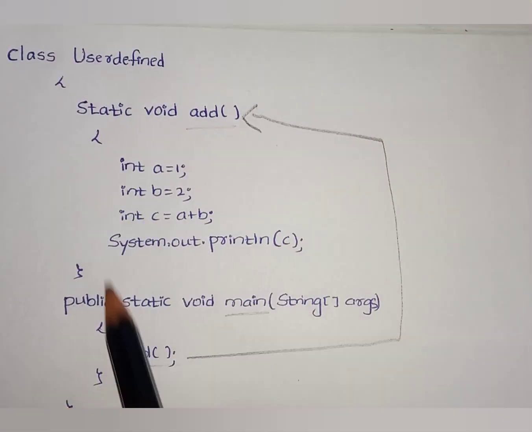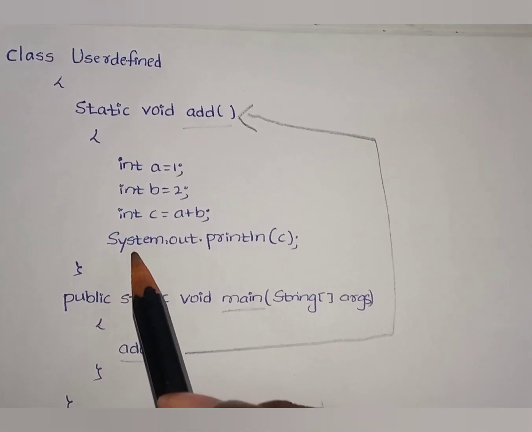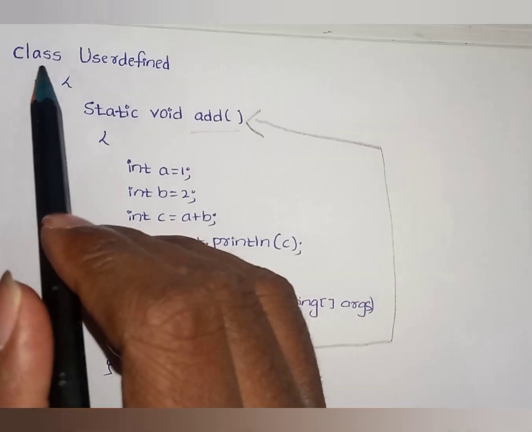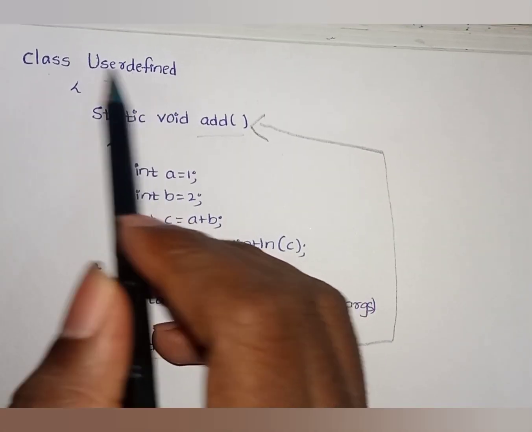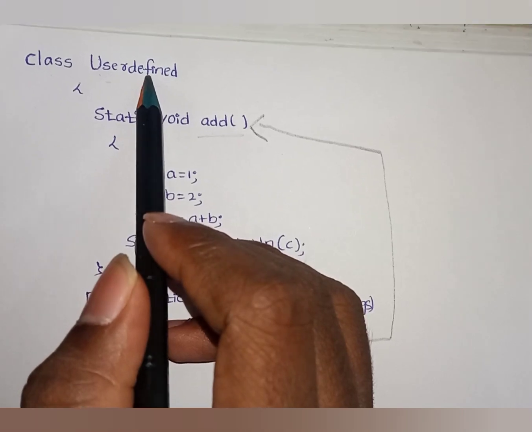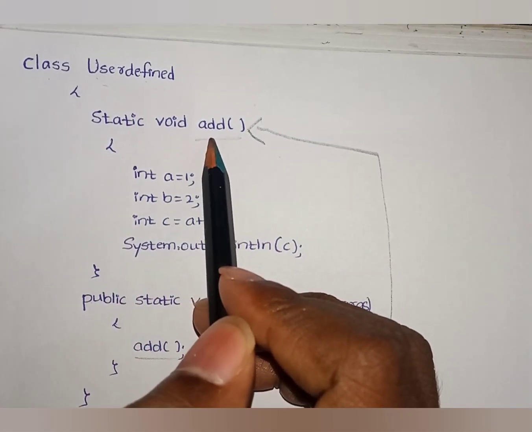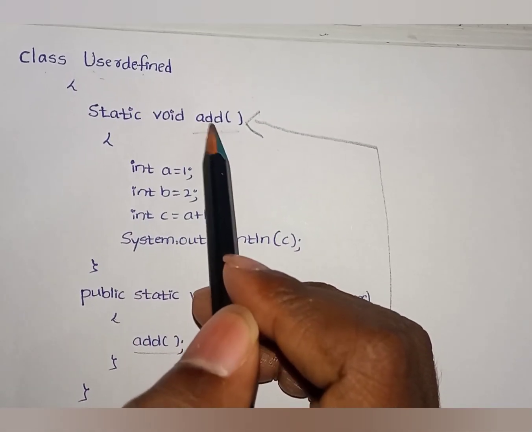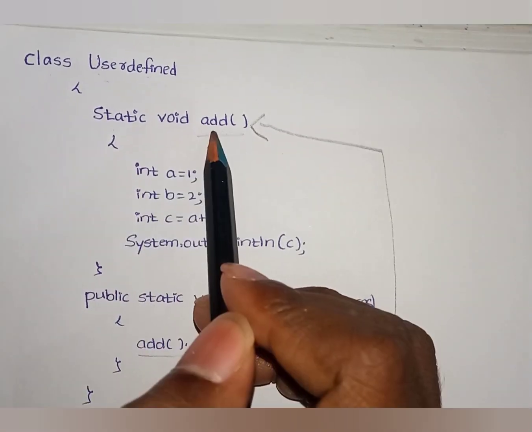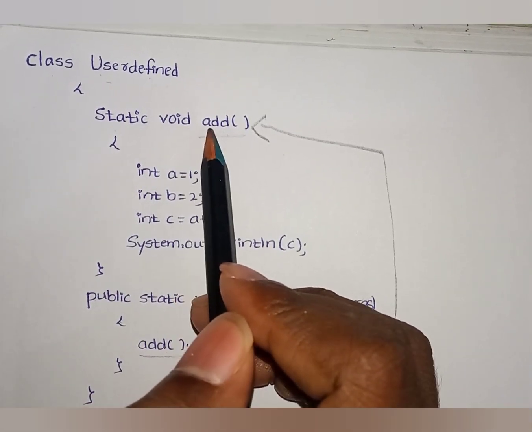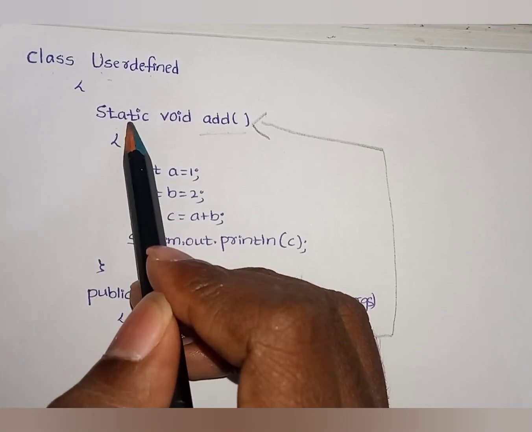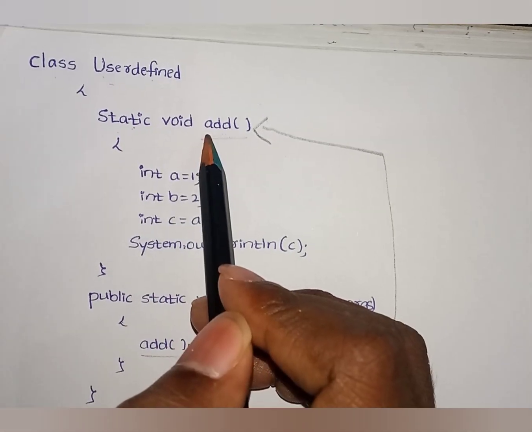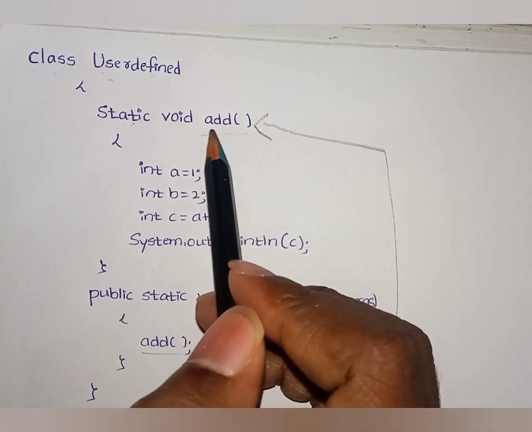So this is the code that represents a user-defined method. Here I have taken the class followed by the class name, where userdefined is the class name. Inside the class I have taken add, which is a user-defined method, and it has the keyword static, so we call it a static method. When we declare a method with the static keyword, we need not create an object. Directly we can access the method by calling the method name.